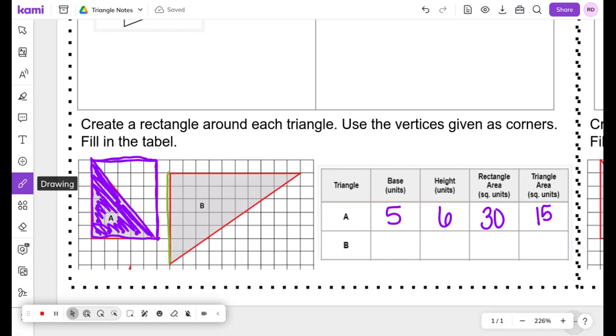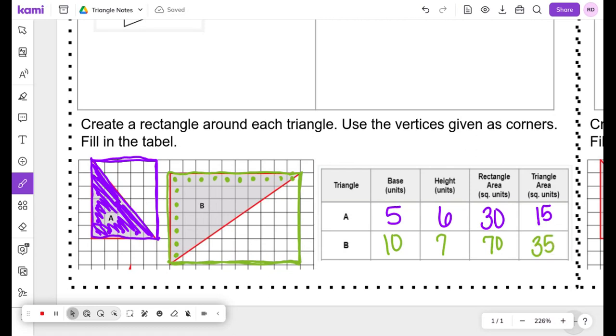Triangle B, same thing. We're going to trace the red lines they gave us, and then we're going to go down and around to create the other side. So in this triangle, the base is 1, 2, 3, 4, 5, 6, 7, 8, 9, 10. The height is 1, 2, 3, 4, 5, 6, 7. So the area of the rectangle is 70 because base 10 times 7 is 70, and half of that is 35.